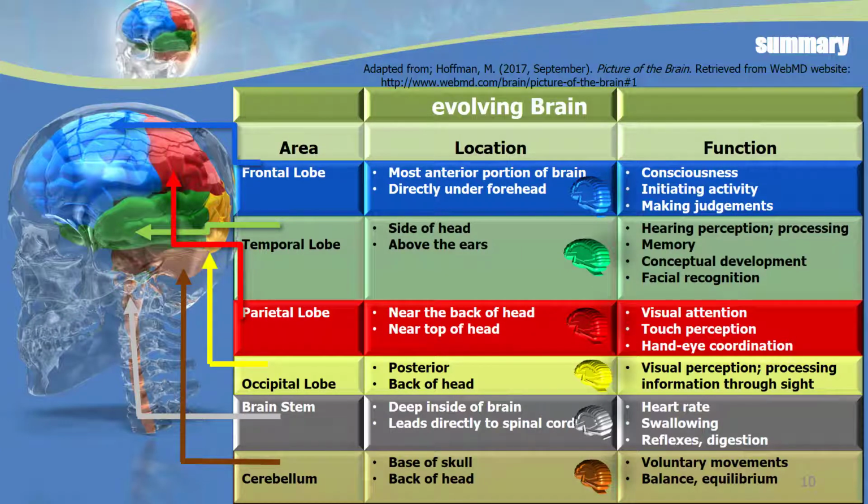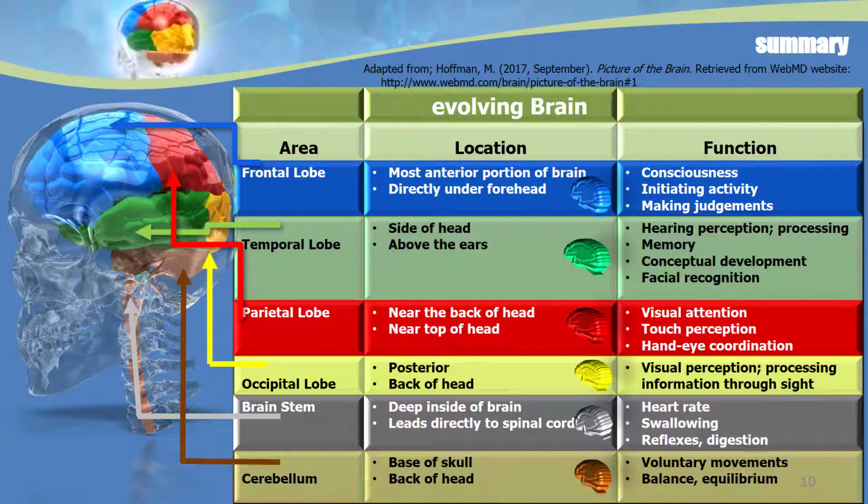Let's put it all together and answer the question, how does damage or disease to an area of the brain impact daily life? If the frontal lobe is responsible for consciousness, initiating activity, and making judgments, damage to this area would potentially render a person unconscious or unable to initiate activity. The temporal lobe is responsible for hearing perception, processing memory, conceptual development, and facial recognition. Damage to this area would potentially render a person unable to perceive sounds, recognize faces, and/or they may develop amnesia.